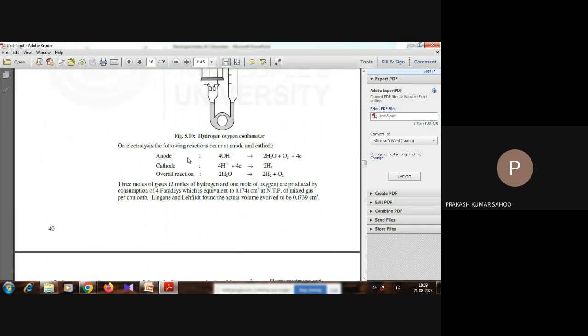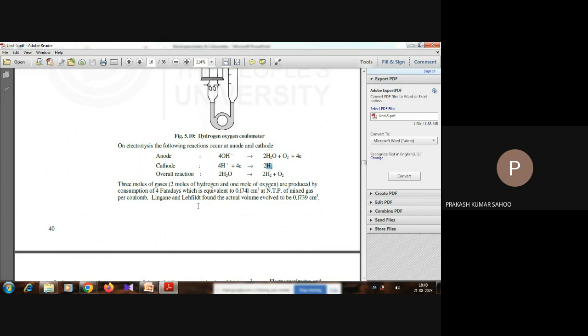Then the reaction: at the anode, hydroxyl ion will be discharged and oxygen will be liberated, that is formation of water, and at the cathode, hydrogen gas will be liberated. Overall reaction will be H2O changing to 2H2 plus O2. Here 3 moles of gases are liberated from 2 moles of water. So 3 moles of gases are produced by consumption of 4 Faraday, which is equivalent to 0.1741 centimeter cube at NTP of mixed gas per coulomb.